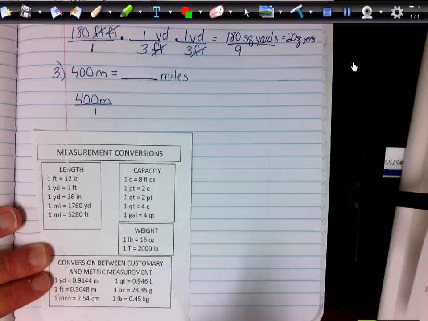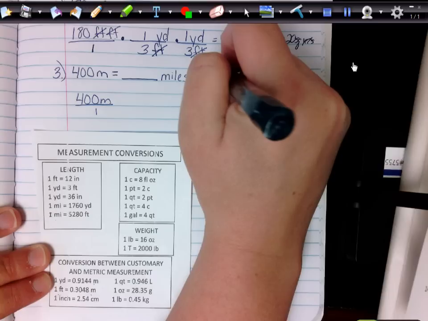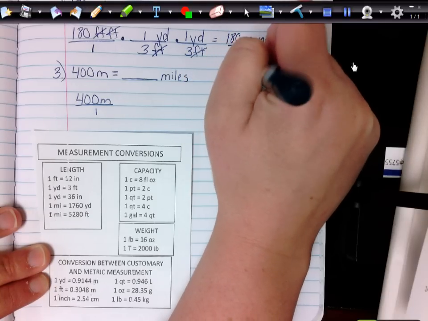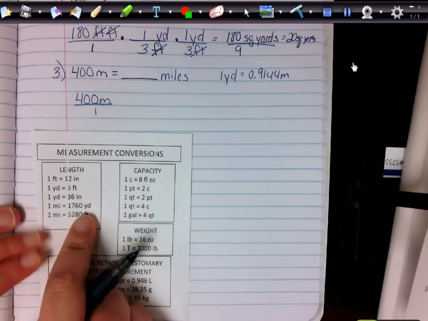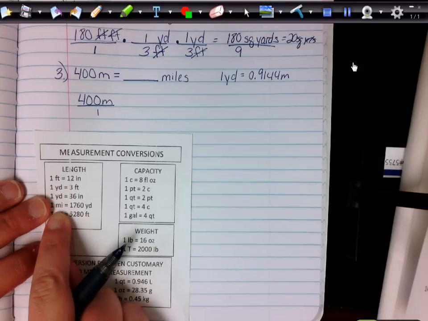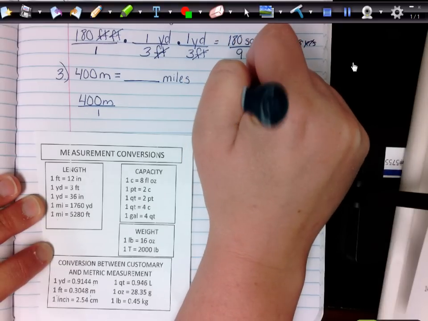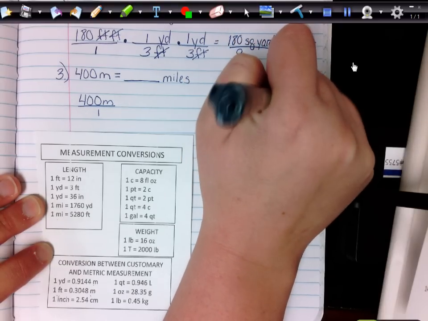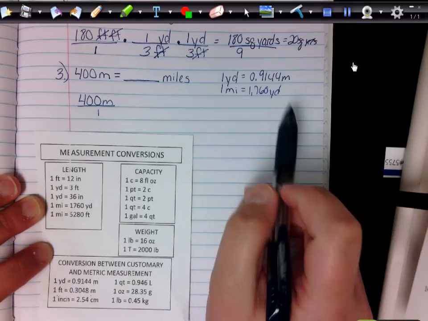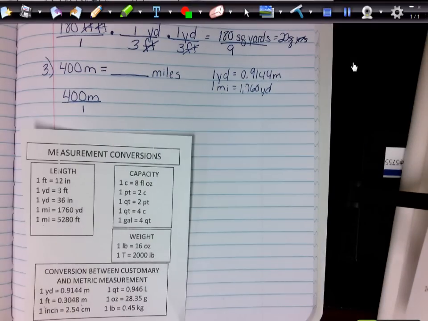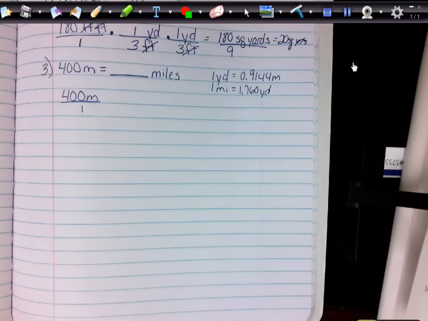So I want to write down those 2 conversions that I need. I need the meters to yards since I'm going through yards. So up here on the right, I'm going to say 1 yard equals 0.9144 meters. And now I need yards to miles, so that I end up with miles. So I'm going to write down that conversion. 1 mile equals 1,760 yards. So you can see I'm going to go meters to yards and yards to miles because I have yards that are connected to meters and miles. Okay, I'm done with my measurement conversion sheet now.